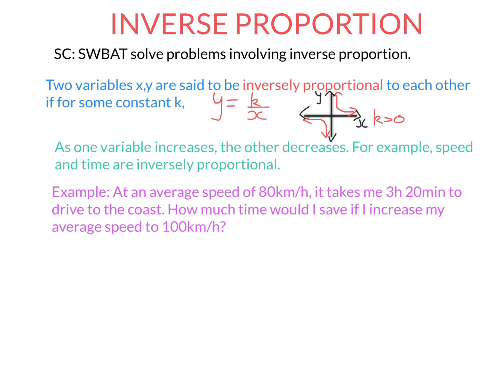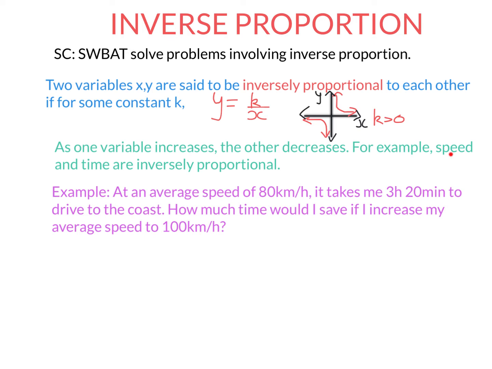So if I were to graph this function here, it would be a hyperbola and the two axes would be the two asymptotes. Obviously, if k is greater than 0, it looks like this. If k was less than 0, it'd just be in those two quadrants. So the idea behind two variables being inversely proportional is that as one increases, the other decreases.